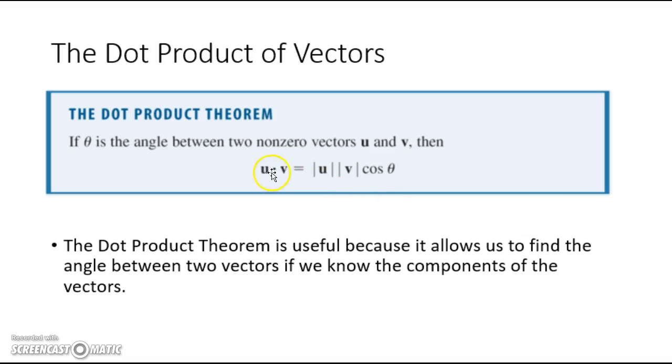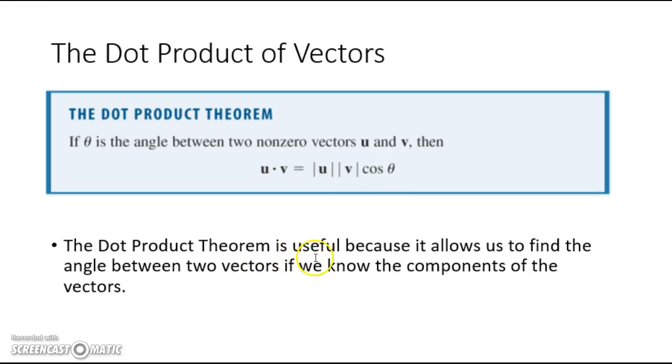Here is another definition for the dot product. We know how to find the dot product. It is the product of the horizontal components plus the product of the vertical components. So if theta is an angle between two non-zero vectors, u and v, then the dot product of those two vectors, u dot v, equals the magnitude of u times the magnitude of v times the cosine of that angle between them, theta.